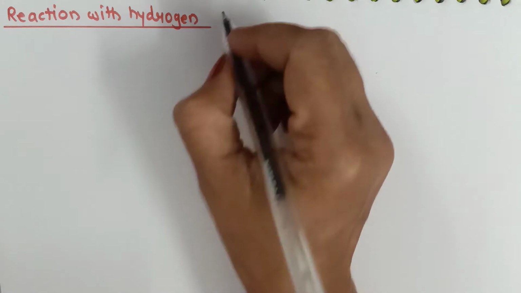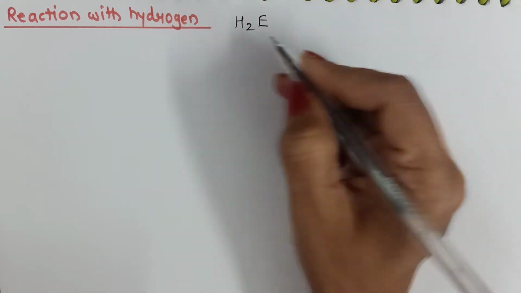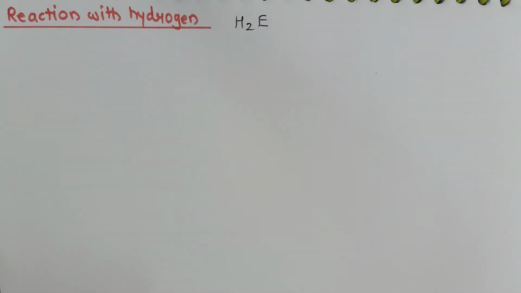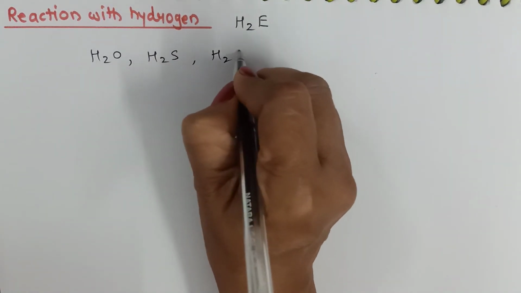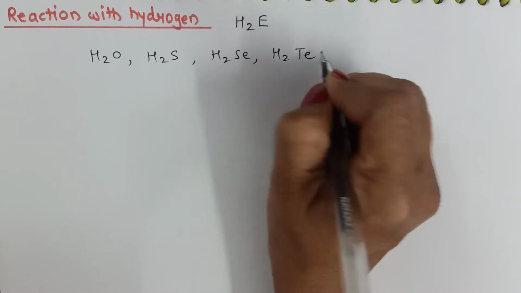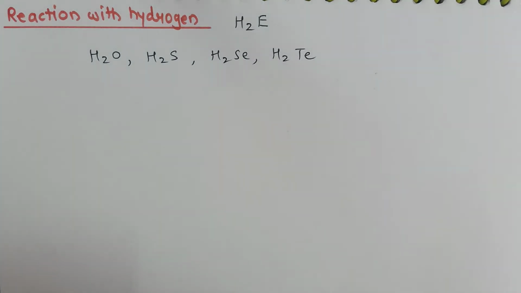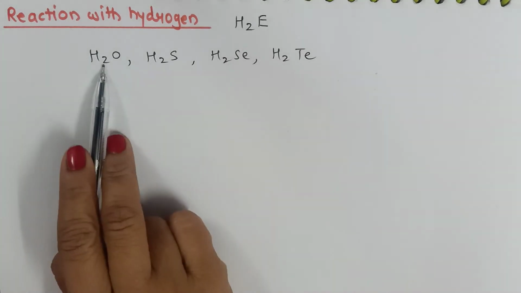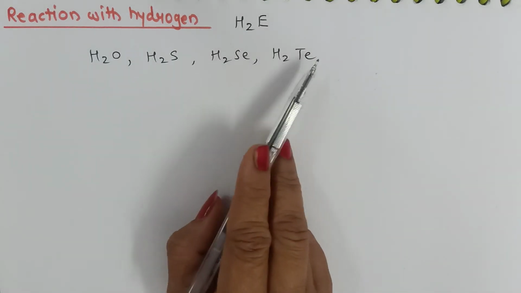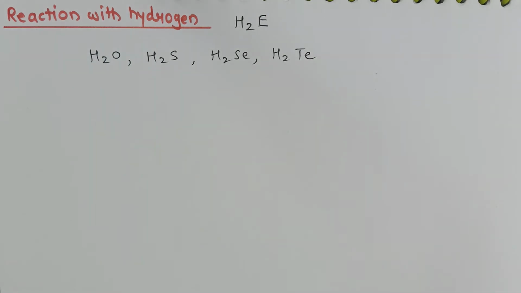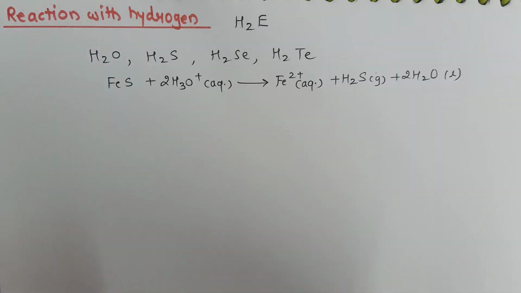All the elements of group 16 form hydrides of the type H2E, where E is any element from group 16. For example, H2O, H2S, H2Se, H2Te, etc. And the central atom from group 16 will have 2 lone pairs on it. The hydride of oxygen, which is water, is a colorless, odorless liquid, and hydrides of other elements are colorless but bad smelling as well as poisonous gases.